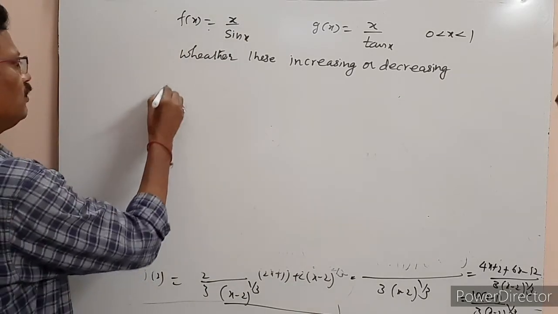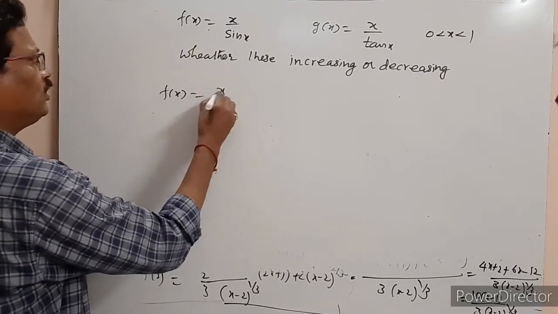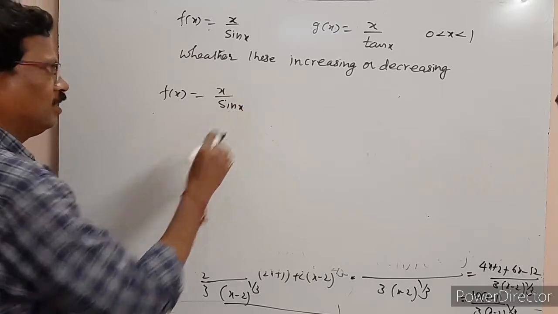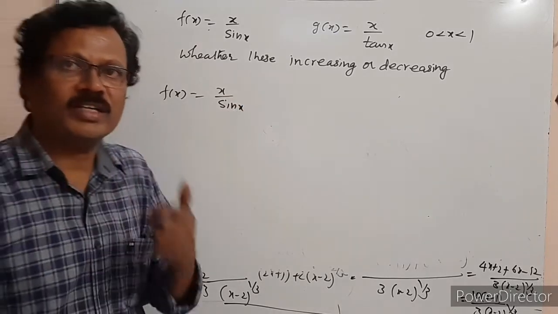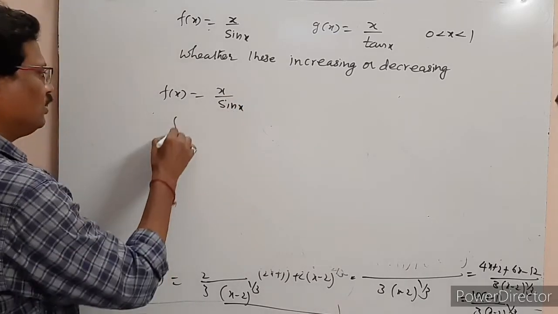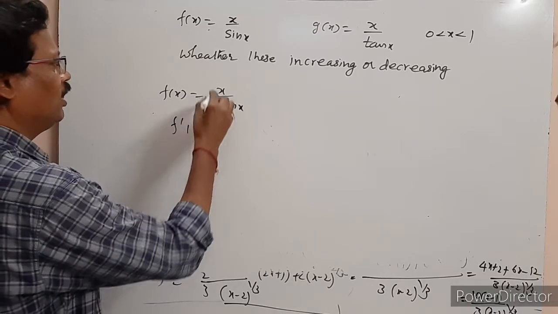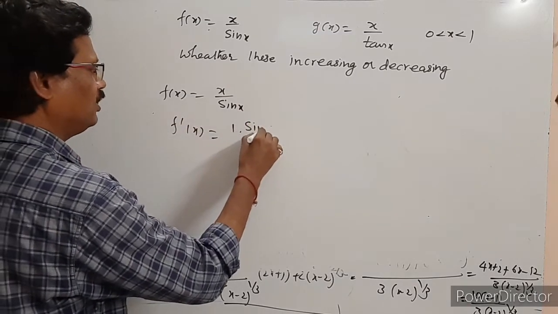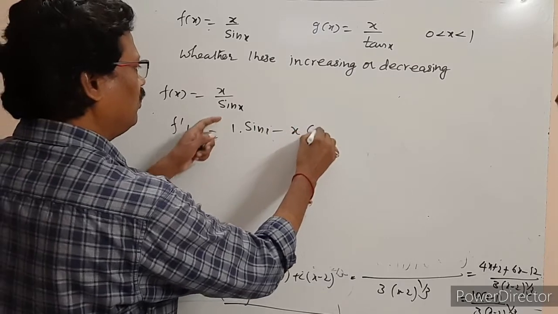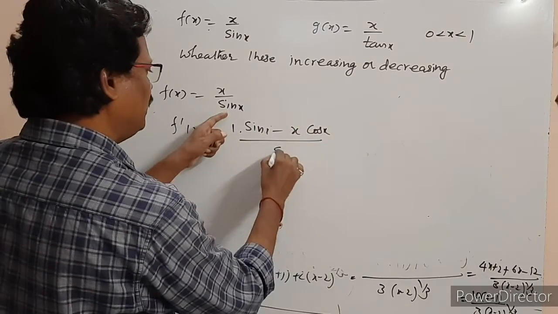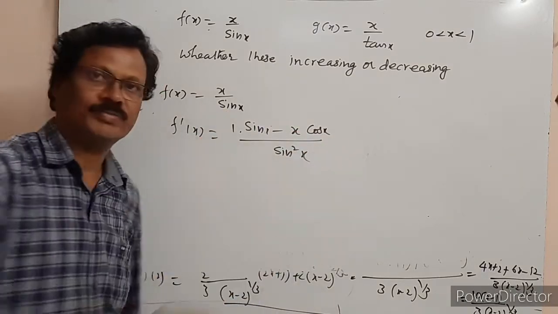Now see the first one, f x is equal to x upon sin x. For increasing or decreasing, we find the derivative. f dash x is equal to what? f dash x is equal to x derivative 1 into sin x minus x into sin derivative cos x by sine square x. We got the derivative like this.